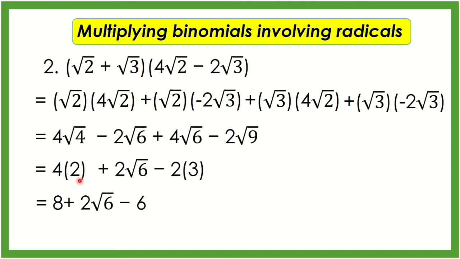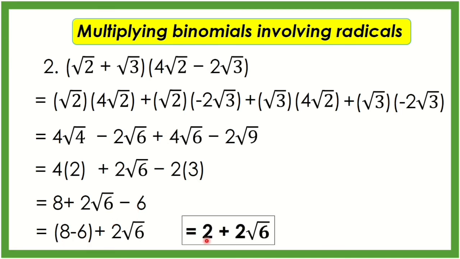4 times 2 is 8. Then copy, plus 2 square root of 6. Negative 2 times 3 is negative 6. Combine natin yung 8 at saka negative 6. 8 minus 6 is equal to 2 plus 2 square root of 6. This is now our answer.